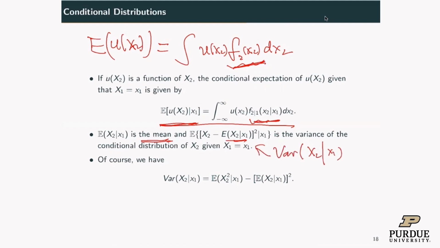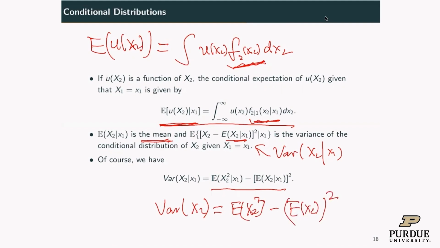Of course, if you expand its square, you will get this formula. So this is corresponding to variance of x2 is the expected value of x2 squared minus expected value of x2, then squared. So that's the variance of x2.